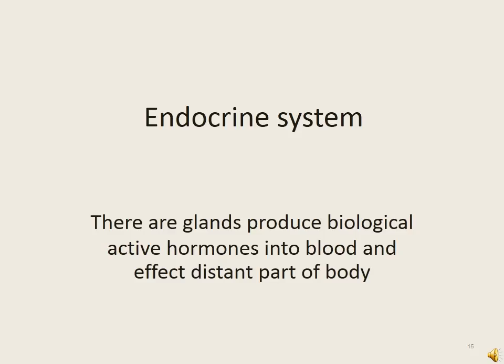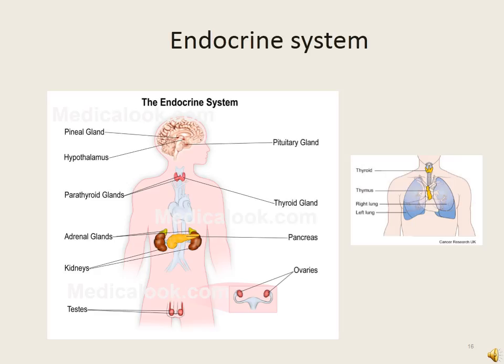In the endocrine system, there are glands that produce biologically active hormones and then release them into the blood to affect distant parts of the body. This slide shows you the glands of the endocrine system. The bigger figure shows you many of the glands, but the small figure shows you where the thymus gland is.